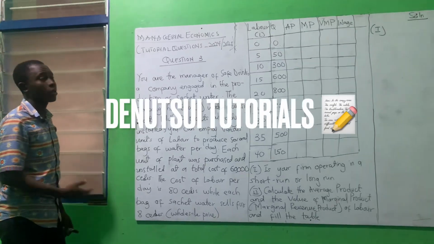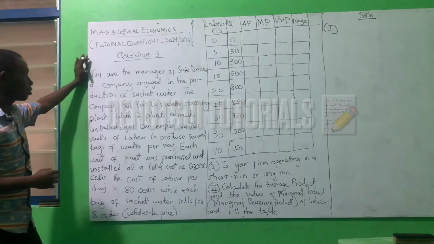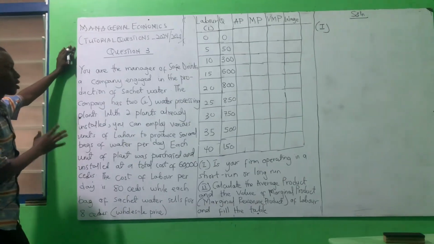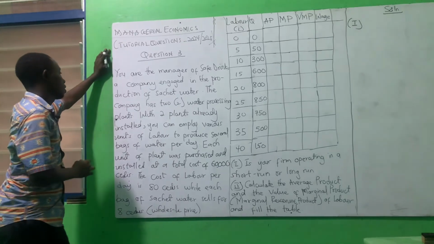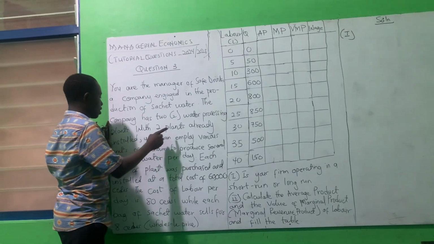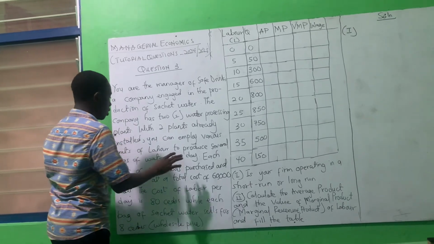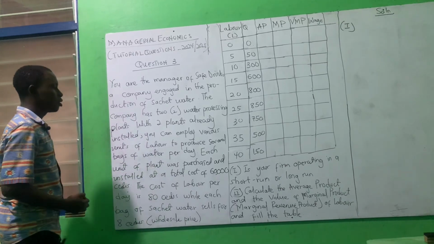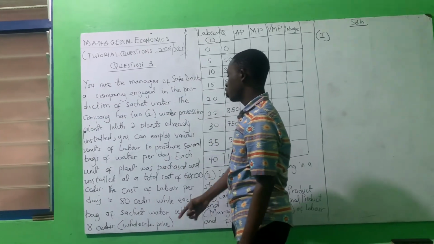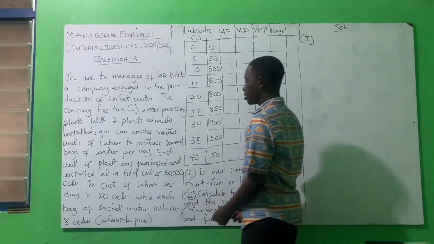Okay, so with the third part of the question, we are saying that you are the manager of Safe Drinks, a company engaged in production of sachet water. The company has 2 water processing plants, with 2 plants already installed. You can employ various units of labor to produce several bags of water per day. Each unit of plant was purchased and installed at a total cost of 60,000.